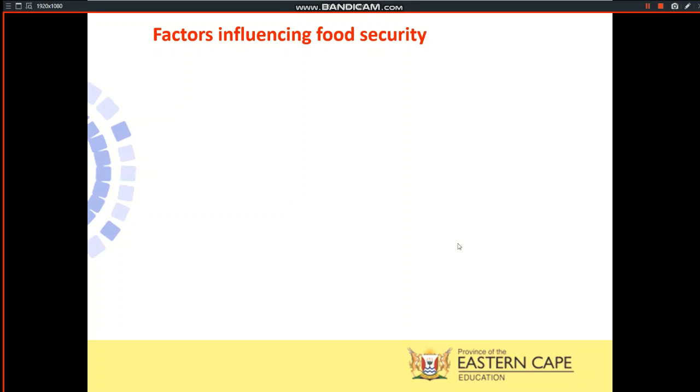What are the factors that influence food security in our country? Climate effects, such as floods or droughts. We've spoken about floods or droughts already, and you've also learned about floods and droughts. You went through the specific aspects. You went through this in your grade 11 syllabus as well.